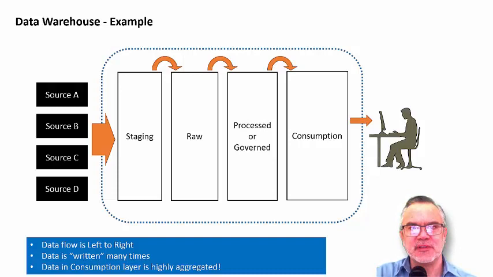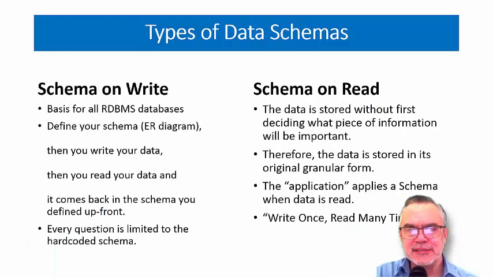So this is the world of the data warehouse, and this is how it works. The raw layer that we have in the middle there is often an operational data store. But as you can see, this is a lot of writing, moving left to right. So let's talk about a couple of different things here.